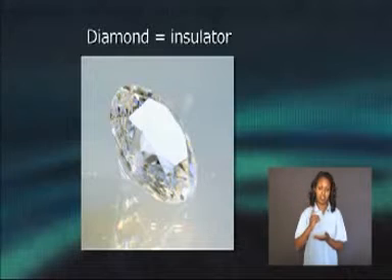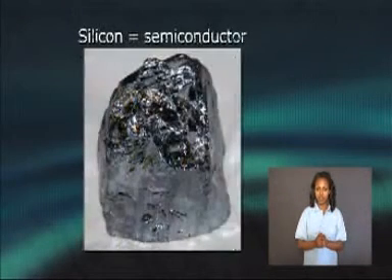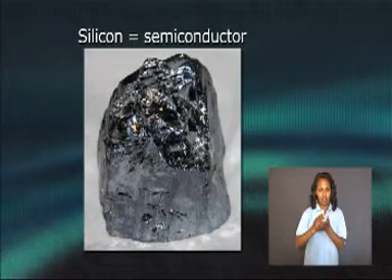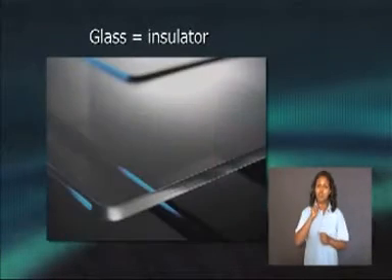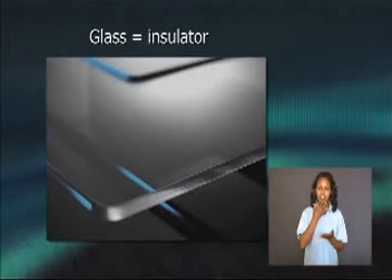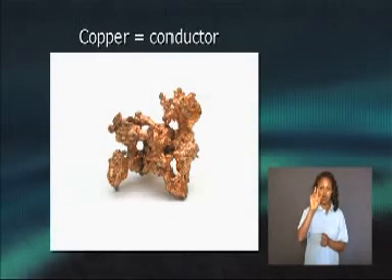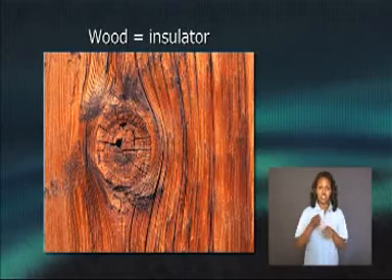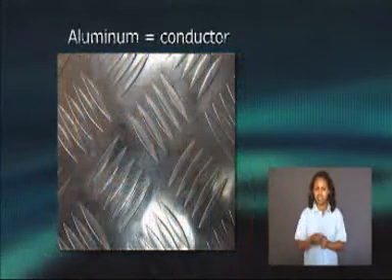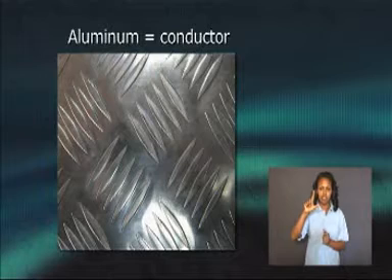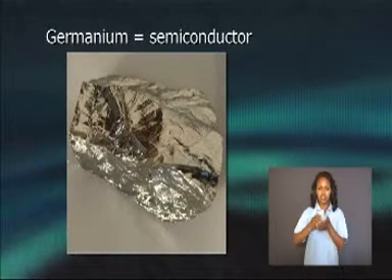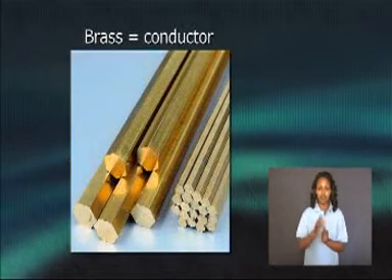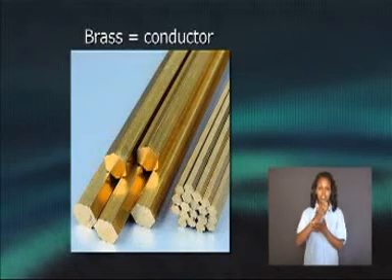We heard earlier that diamond is an insulator. Silicon is a semiconductor. Paper is an insulator. So is glass. Copper is a conductor. Wood is an insulator. Aluminium is a conductor. Germanium is a semiconductor. And brass is a conductor.